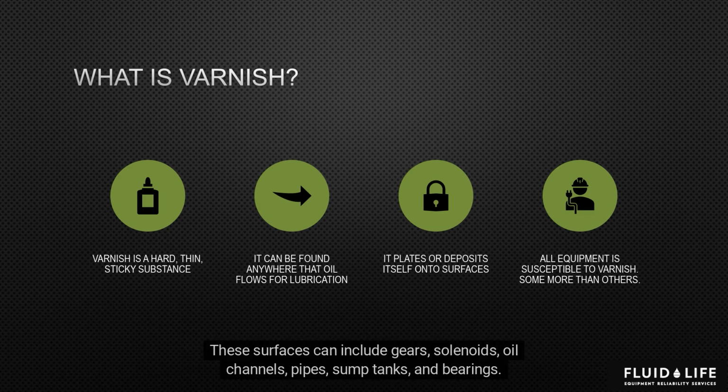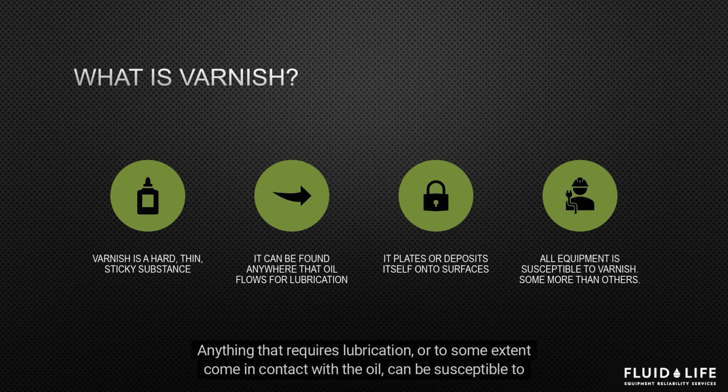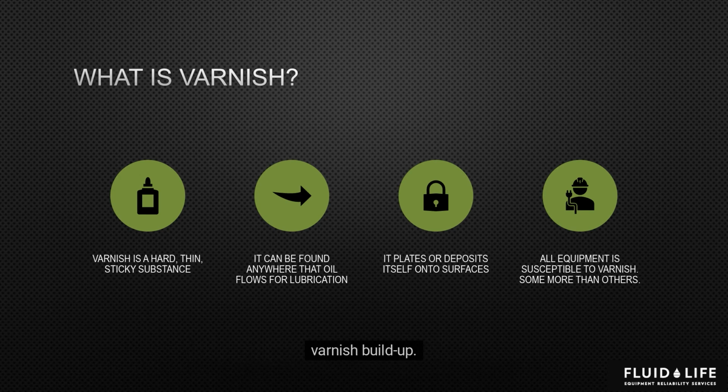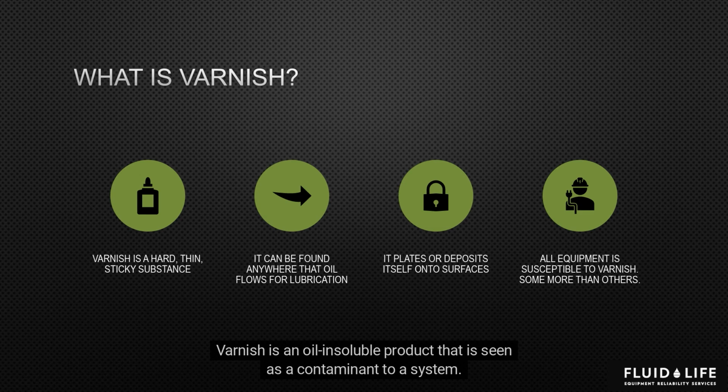These surfaces can include gears, solenoids, oil channels, pipes, sump tanks, and bearings. Anything that requires lubrication or to some extent comes in contact with the oil can be susceptible to varnish buildup. Varnish is an oil-insoluble product that is seen as a contaminant to a system.